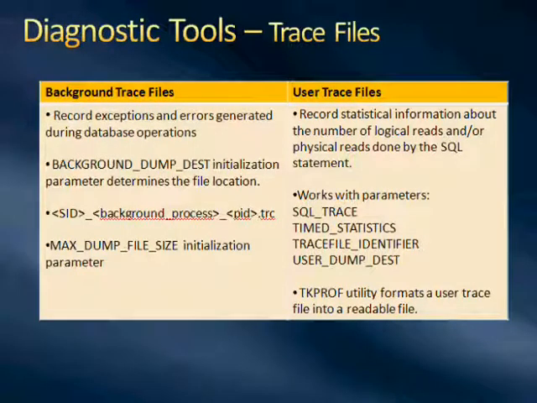The last parameter is user dump-dest. This is like the background dump-dest that is used for background trace files. When it is a user trace file, we use the user dump-dest. That gives you the location, and you can also set the location where these files are created and stored. User trace files are not as easy to read as the alert log files and background trace files.